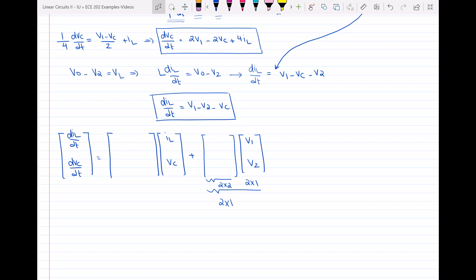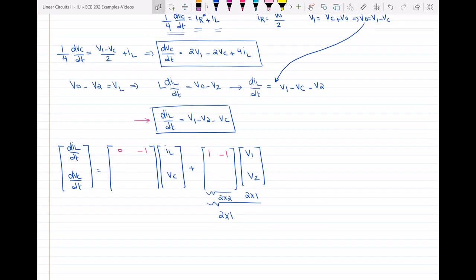Okay, so let's look at the equations. First, we look at the equation for dIL/dt. I know that the coefficient of VC here is -1, while we don't have any IL here. And then for the inputs, it is 1 V1 and -1 V2, right? And then for dVC/dt, which is this equation over here, we have 4IL, -2 VC, 2 V1 and 0 V2. So here you see that we found the first equation for the state representation.